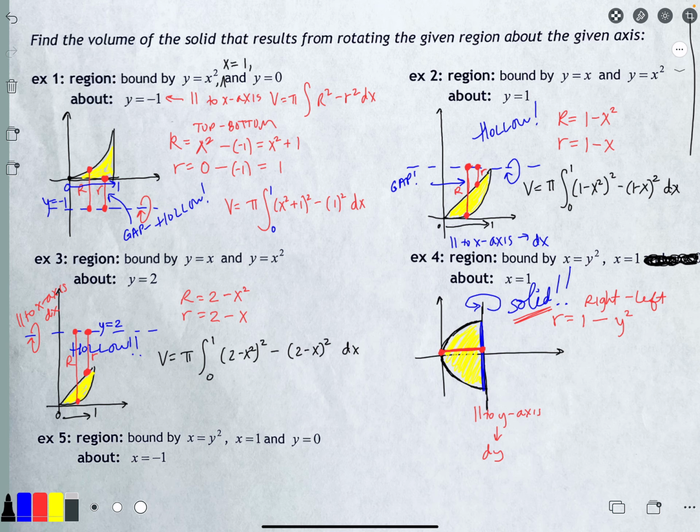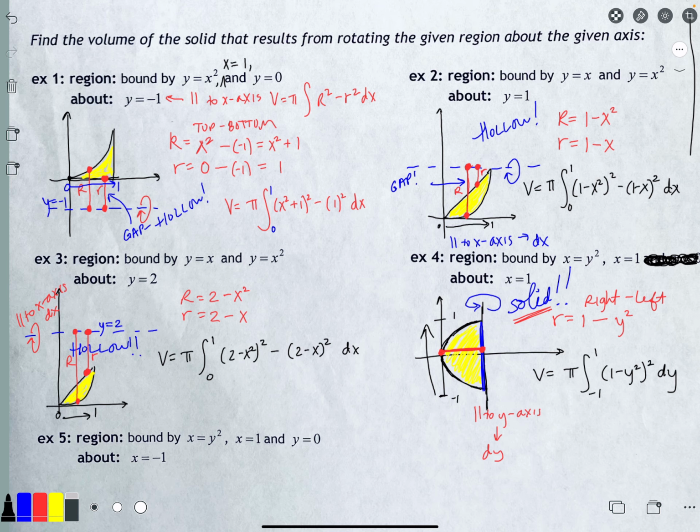And then my volume is going to be pi times the integral of r squared dy, because I'm revolving about a vertical line. And everything is y, so I check my y-axis for my bounds, and I'm going from -1 to +1 on the y-axis, because that's where those curves intersect.